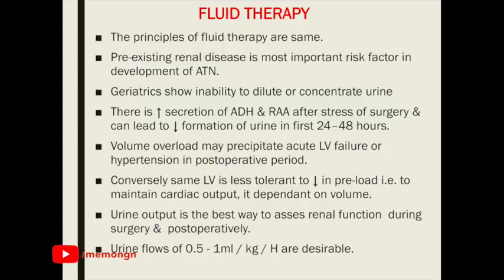And conversely, the same left ventricle is less tolerant to a decrease in preload. To maintain cardiac output it needs adequate volume. The patient should be kept normovolemic. Urine output is the best way to assess renal function during surgery and the post-operative period. So passing a catheter is recommended in moderate surgical cases, maybe of 2 hours. Urine flows of 0.5 to 1 ml per kg per hour are desirable.